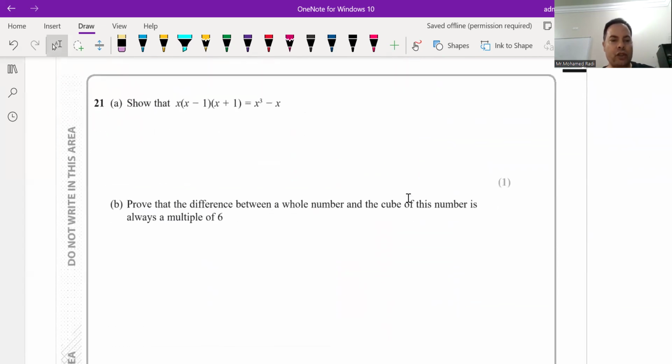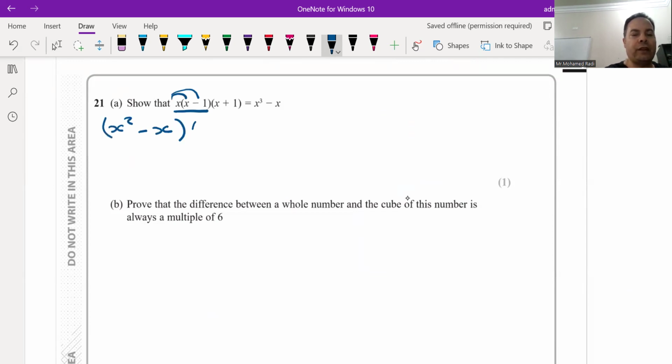Question number 21, show that. When I ask you to show that, maybe we can start from left to right or right to left. It's easier to start from left to right by expanding and simplifying. If we have 3 expressions, you can multiply first with second, or first with third, or second with third. First, let's start now with the first and second. Times will be x squared minus x. Then multiplied by x plus 1.